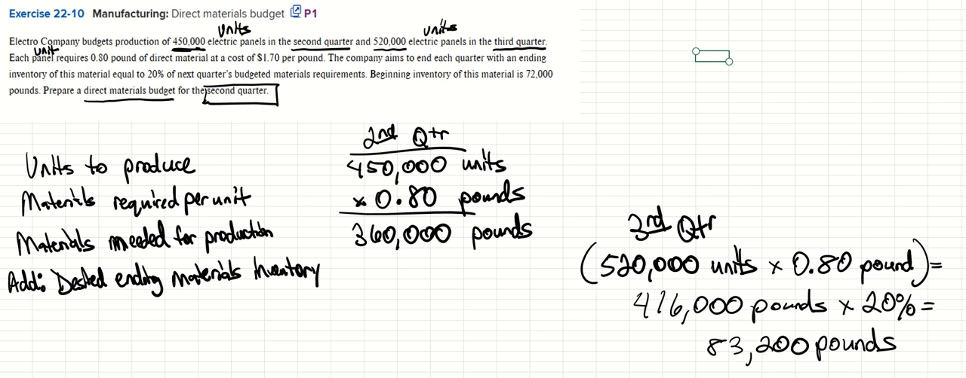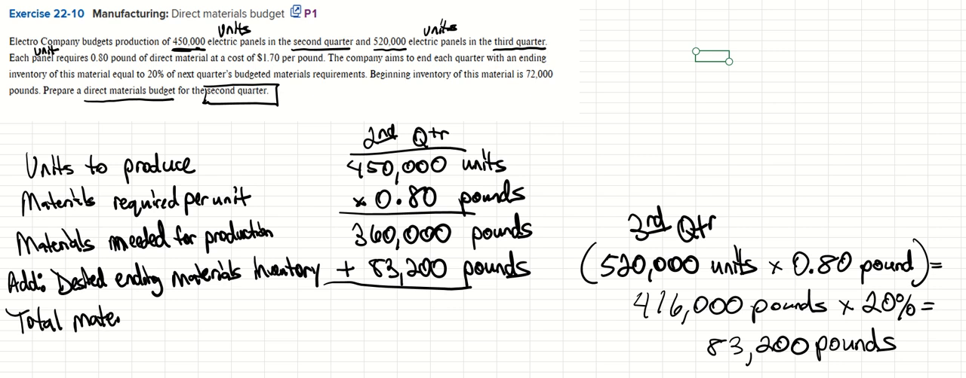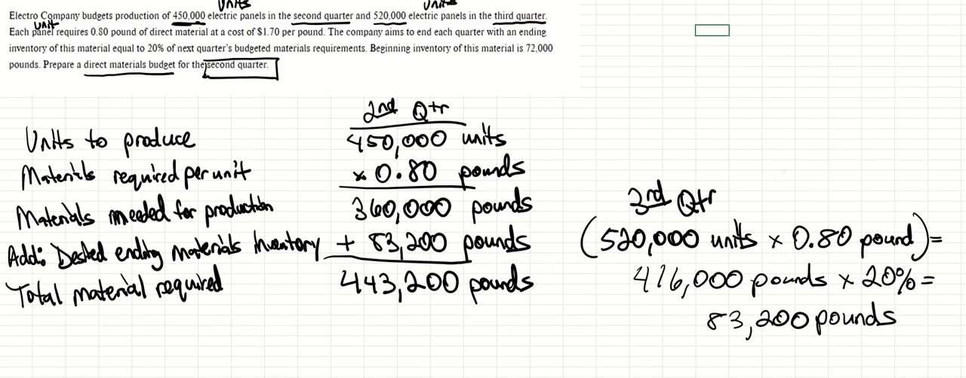So now we're going to bring that amount over and add it to the 360,000. Now our total materials required for the production is going to be 443,200 pounds.